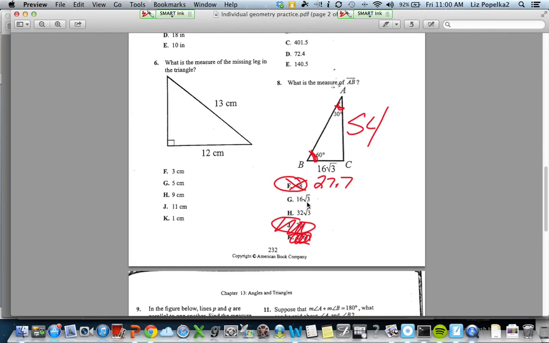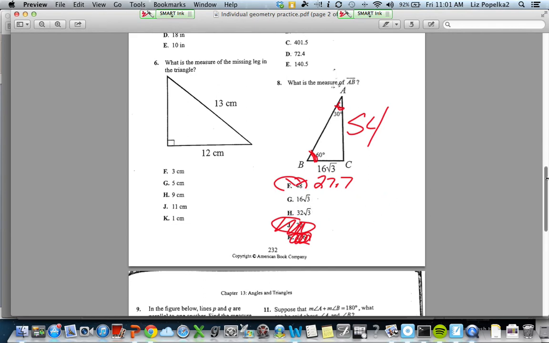So look at the square root of 3. Remember we did this a moment ago. I'm going to type into my calculator 3 square root, which means it's about 1.7. I'm going to take this 1.7 and multiply it by 16. Well, actually, I know that G can't be the right answer either.